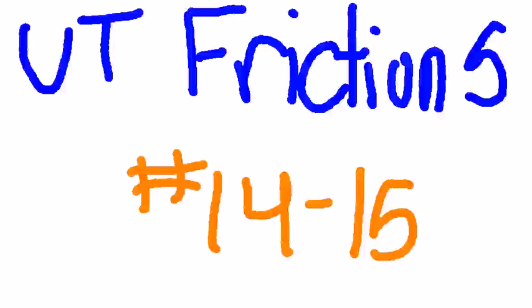UTexas Friction 5, number 14 and 15. 14 is about a car moving along a horizontal road, and it gives you the givens, and you're going to find the shortest possible stopping distance for the car under such conditions.